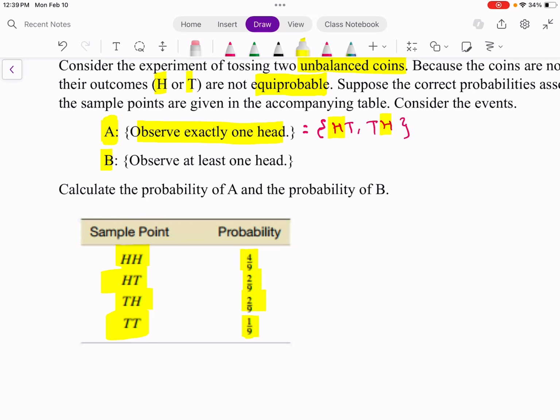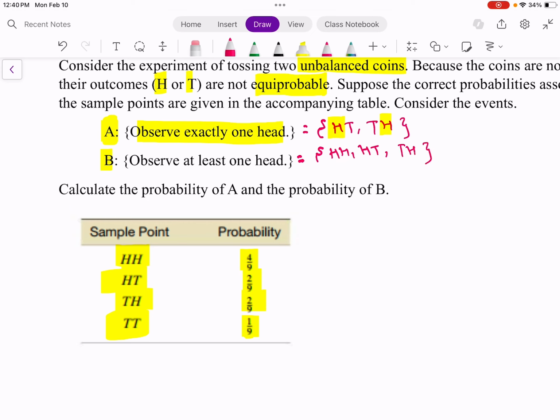Now let's make a list for our event B. Event B: observe at least 1 head. Now can you tell me the sample points where you see at least 1 head? So what will be those sample points? Head, head; head, tail; tail, head.